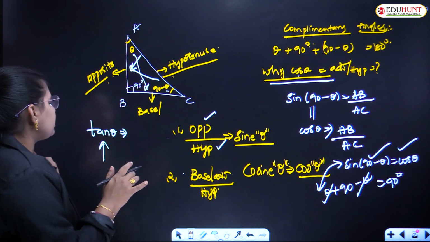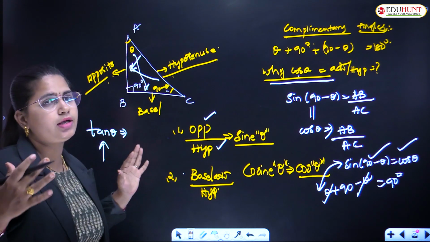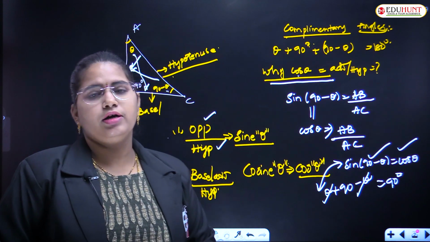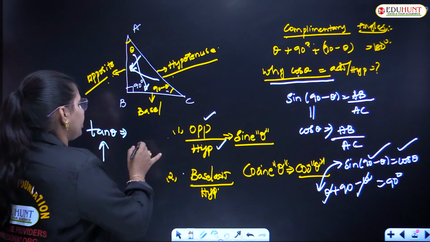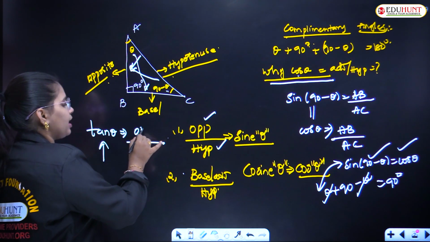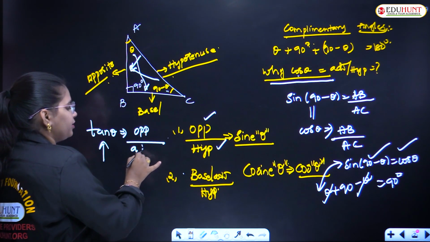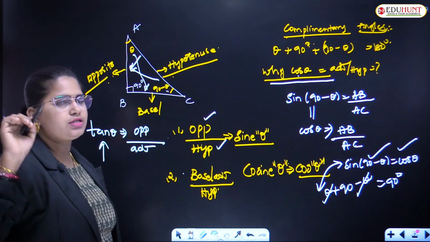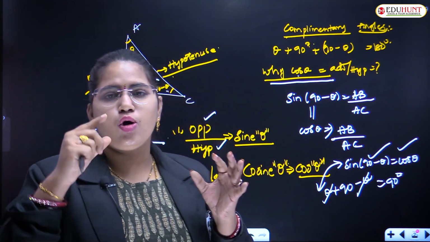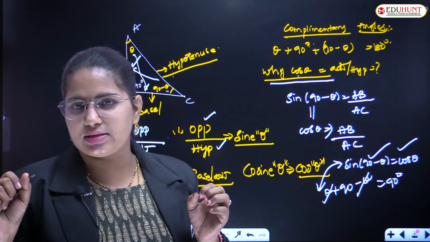Okay, so how is tan theta defined? Tan theta is nothing but the ratio of opposite side to adjacent side. Just now I have told you, the ratio of opposite side to adjacent side.